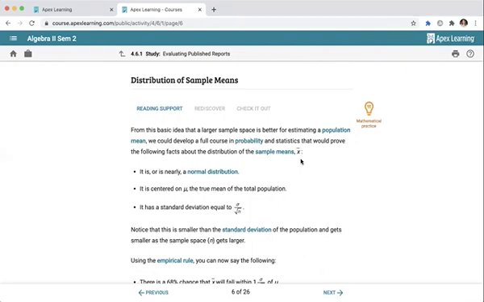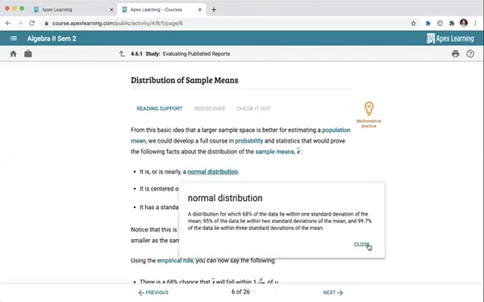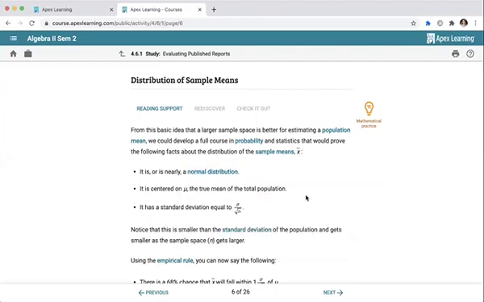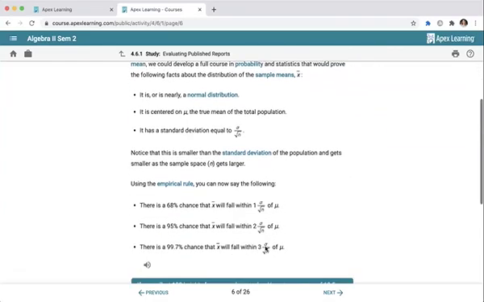And we talked about estimating based on our probability, and looking at, of course, a normal distribution. We talked about how a normal distribution has that bell shape. It is centered at the mean, and it has a standard deviation of sigma over square root of n.